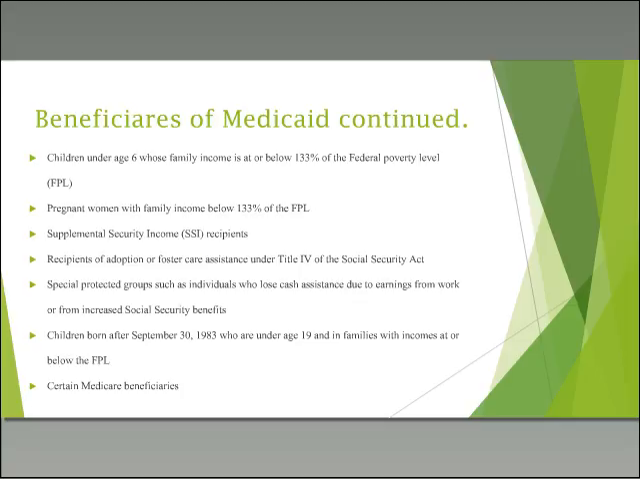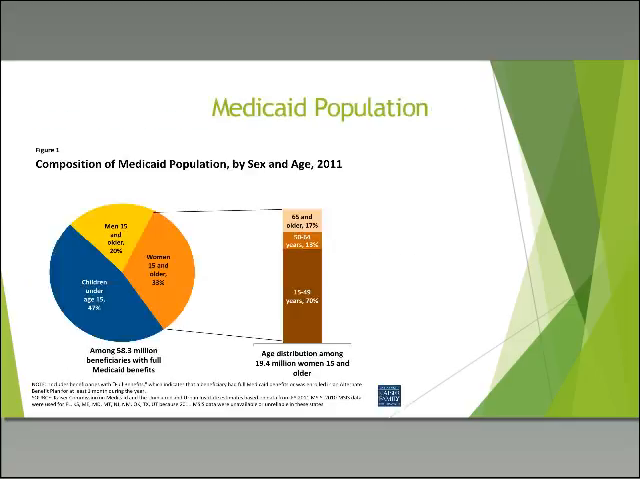In this slide, the composition of Medicaid population, both by sex and age, of 2011 shows that men 15 and older, 20%, women 15 and older, 33%, and children under age 15, 47%, make up 58.3 million of all beneficiaries who receive full Medicaid benefits. And the bar graph next to it shows that women ages 15 to 49 show a larger percentage who receive Medicaid than those 65 and older, or those between 50 and 64.